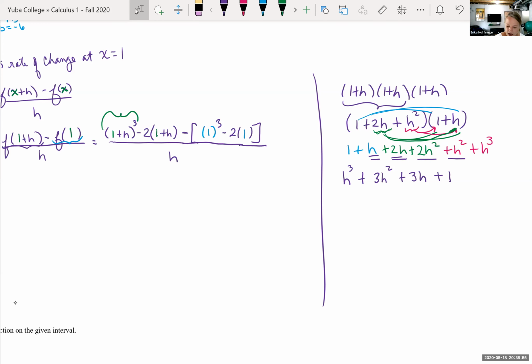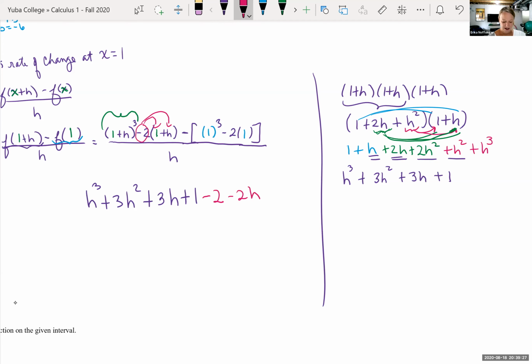Okay. So I'm just going to go back in, and I'm going to replace that 1 plus h cubed, what we just did on the side over here. So we have h cubed plus 3h squared plus 3h plus 1. At the same time, let's distribute this -2 and write it into the parentheses. So we would get a -2 times a positive h is -2h.